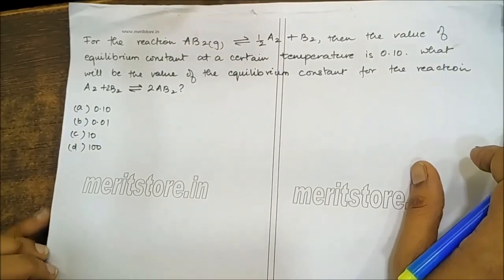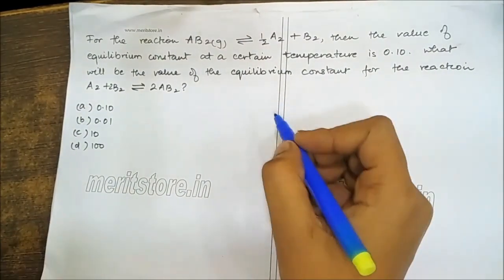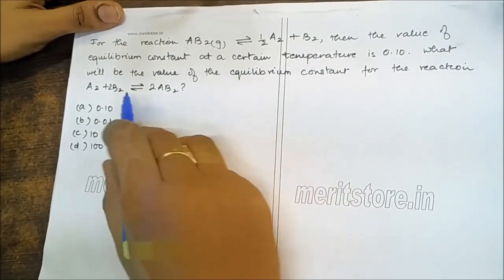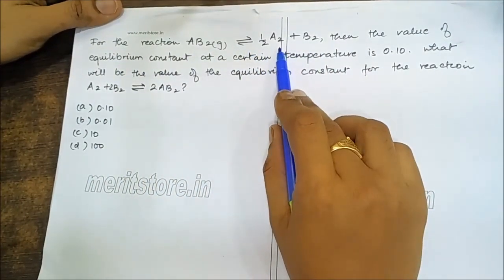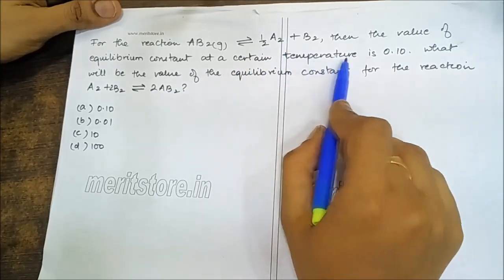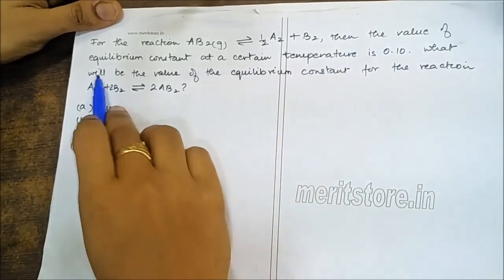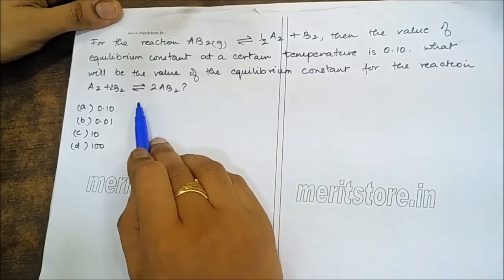Now let's do some MCQs based on chemical equilibrium reaction. Now let's look at the question. For the reaction AB2 reversibly getting dissociated into the compound, the value of the equilibrium constant at a temperature is this. What would be the value of the equilibrium constant for this reaction?